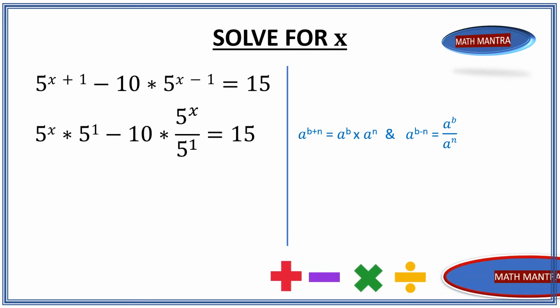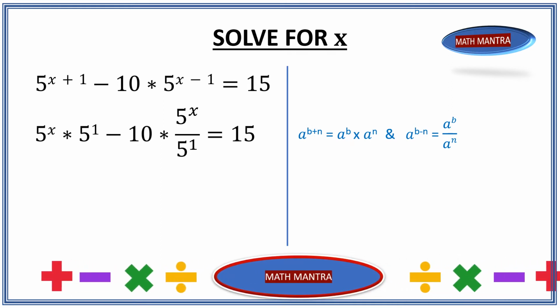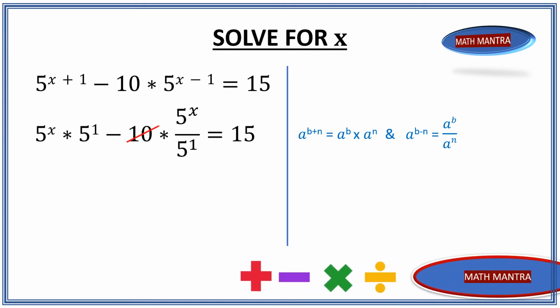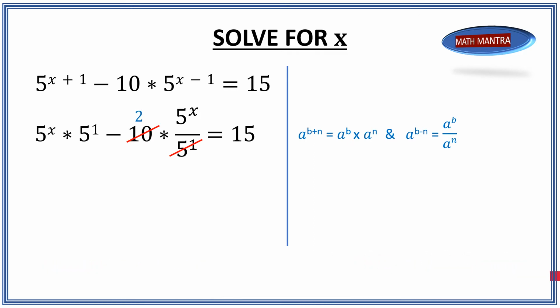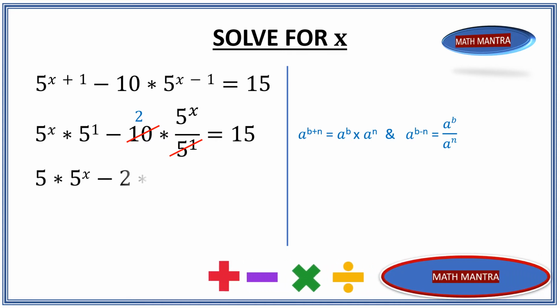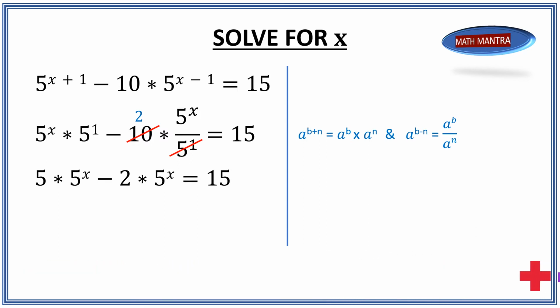We carry the 15 down. Now as you can see, there is a 10 in the second term, a 10 in the numerator and 5 raised to 1, which is 5, in the denominator. So we can cancel the 5 and the 10 out, and we can write 2, because 5 goes into 10 two times. So then the equation becomes 5 to the power of x times 5 minus 2 times 5 to the power of x is equal to 15.